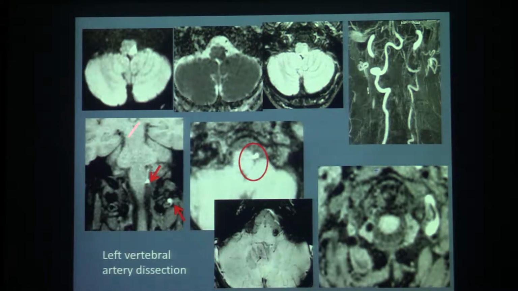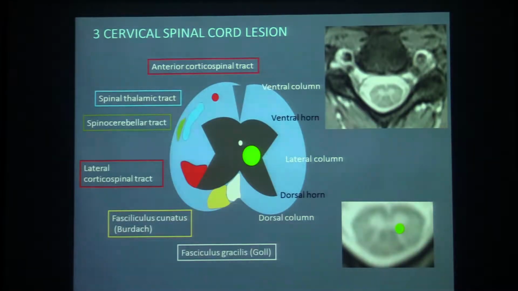And this is an example of this stroke, which was in this patient due to a vertebral artery dissection. You see very well the little spot with the low ADC corresponding to the recent infarct, with on the MRI the thin and irregular vertebral artery, this aspect being due to the dissection. So in this Wallenberg syndrome, you understand why there is a Horner syndrome.